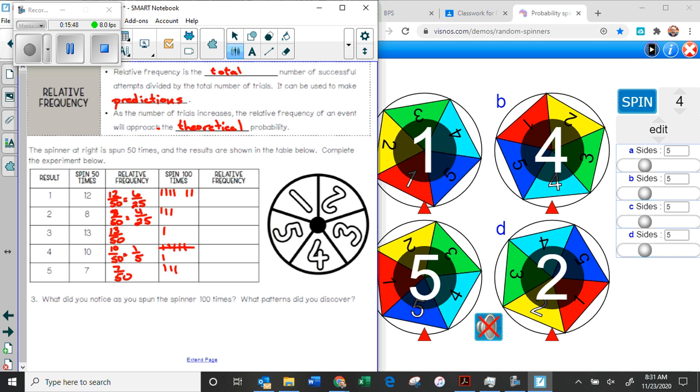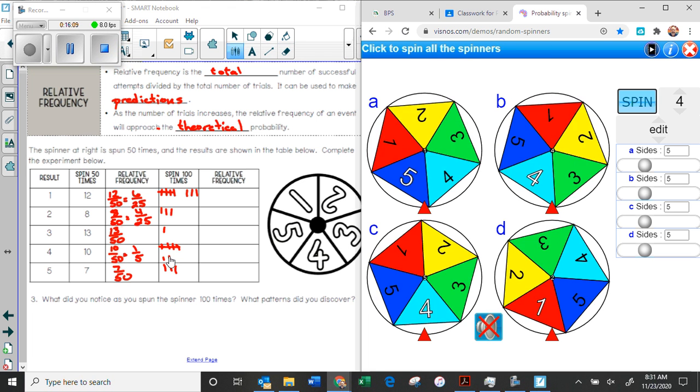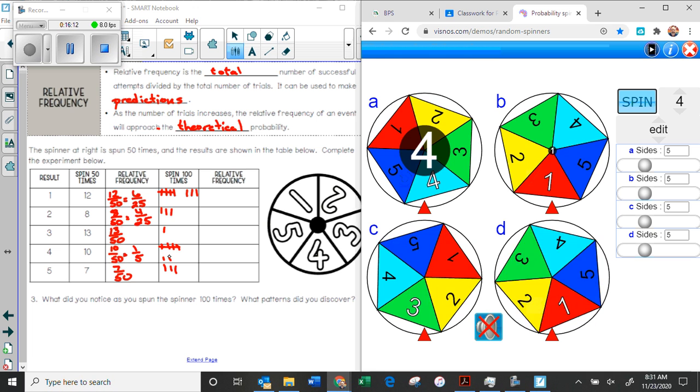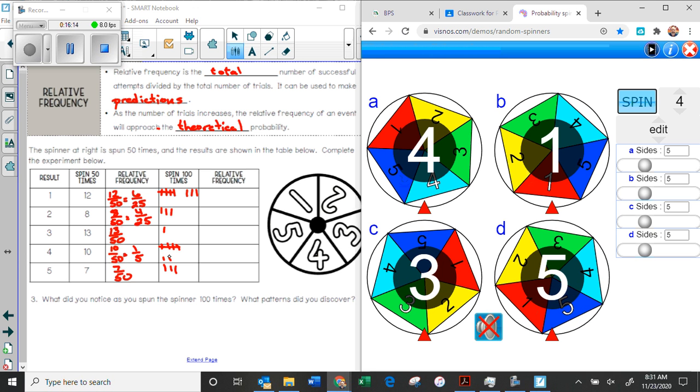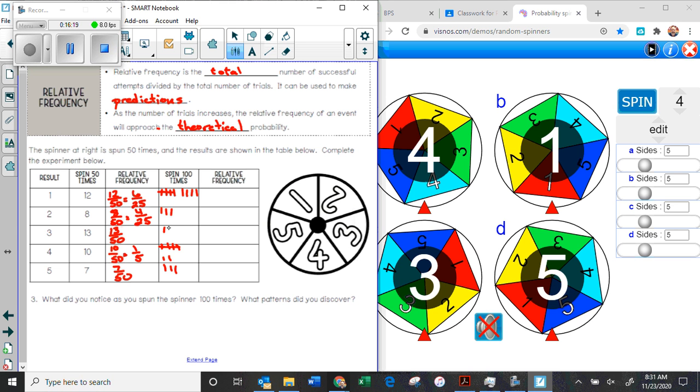2, 3, 4, 5. Add another one here. Should be 1, 2, 3, 4, 5. And another one here. And now we have 1, 3, 4, 5. So 1, 3, 4, and 5.